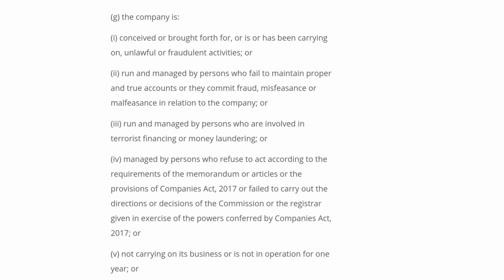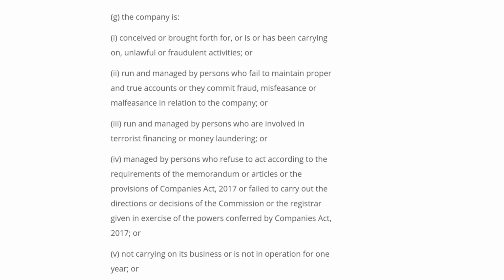So the 7th ground, that is the 7th reason for the revocation of license, is based on 5 further subcategories. The first one says that if the company is conceived or brought forth, or is or has been carrying on unlawful or fraudulent activities. This one is pretty straightforward. I just read that out in case somebody is just listening to this recording and not watching it. So if the company is originally created, or later on, once it has been created, it starts carrying on some sort of unlawful or fraudulent activity.